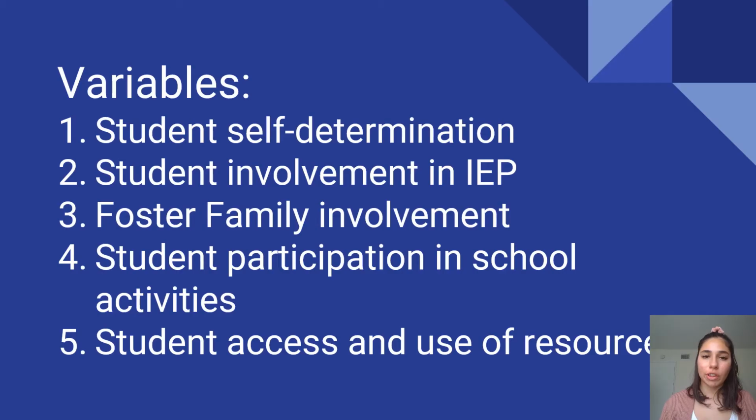So after that, I'm looking at my variables that I'm going to look at. So I chose these 5 variables, and they need to be further defined in order to be measurable, but just to get a gist of it, I would be looking at student self-determination, student involvement in IEPs, the foster family's involvement, the students' participation in school activities, and the students' access and use of resources, and looking at how each of these can affect the student outcomes.